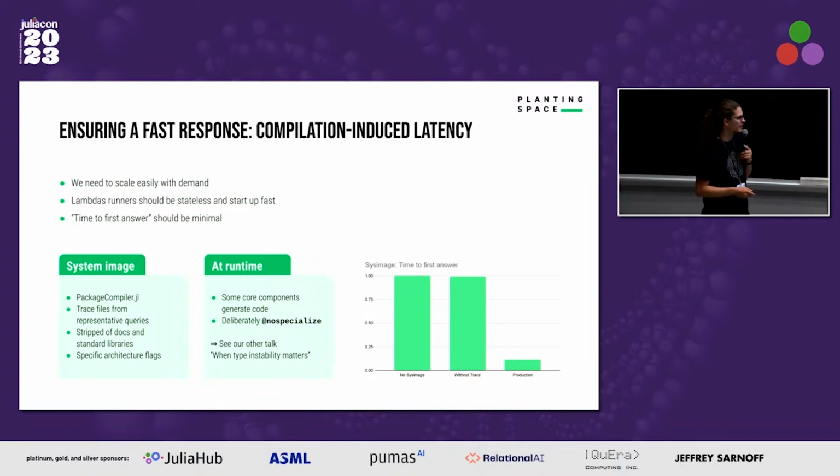We also removed, and this was a nice improvement in recent Julia versions, that you can strip out more and more components from the Julia binaries to reduce size and bloat. And then we also set some specific architecture flags to squeeze out a little bit more performance here.